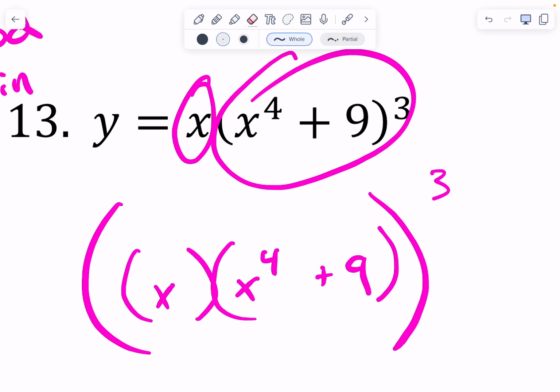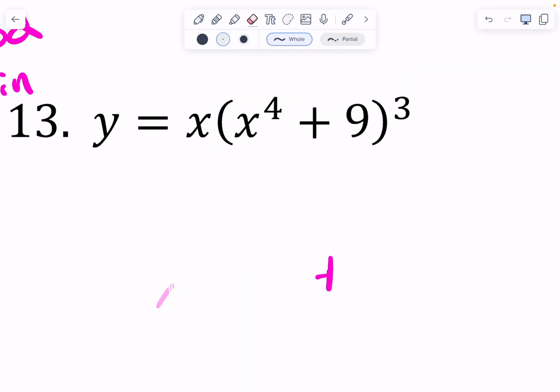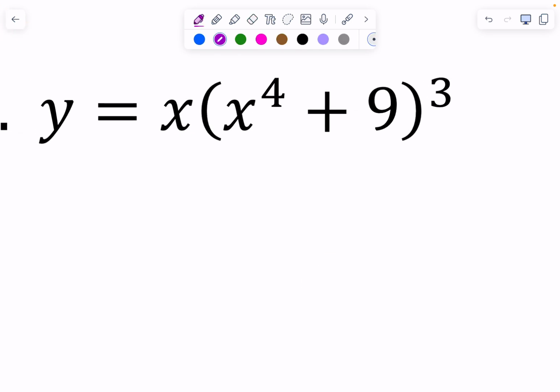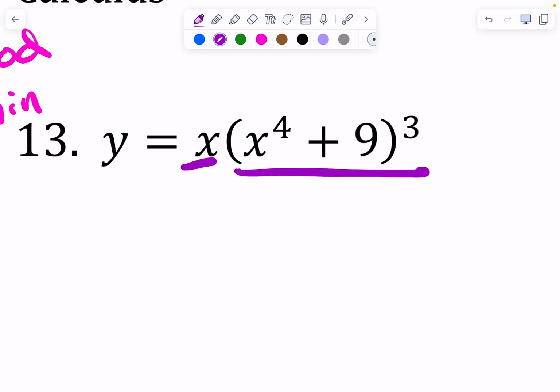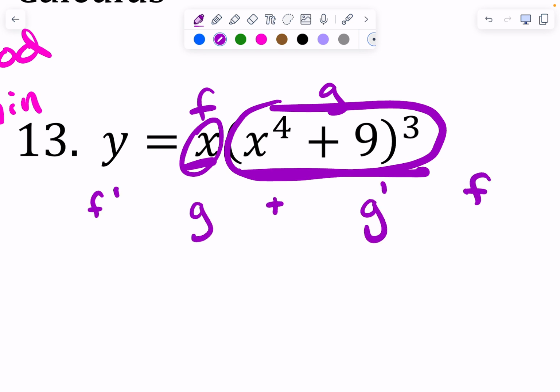Because the product is the outside operation, we're going to start with product rule, right? Okay, F is this part, G is this part. F is just X, G is this whole thing right here. So because product is the outside operation, we're going to start with product rule. Product rule says F prime G plus G prime F, yeah?